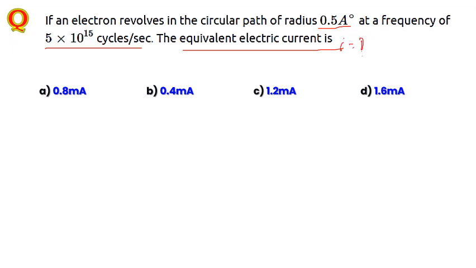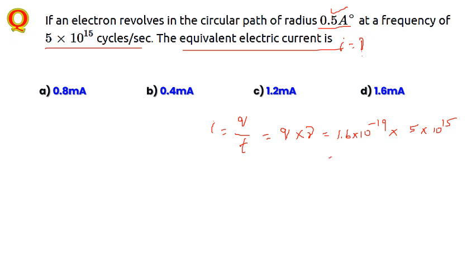But sometimes additional information is given to confuse you a little more. Usually we know that current I is charge by time, the rate of flow of charge; that is called current. So here charge is q, and the inverse of time we call frequency, nu. q is the charge of the electron, 1.6 into 10 power minus 19 coulomb. And the frequency value is 5 into 10 power 15 cycles per second. That's what they have given.